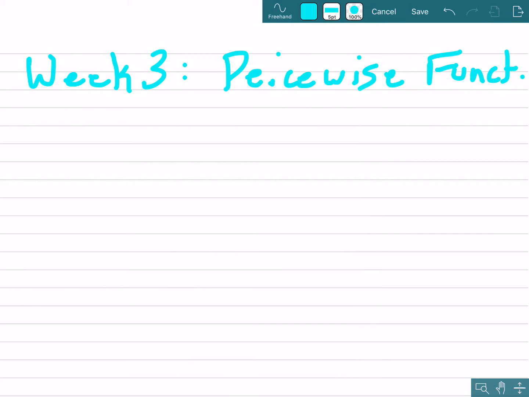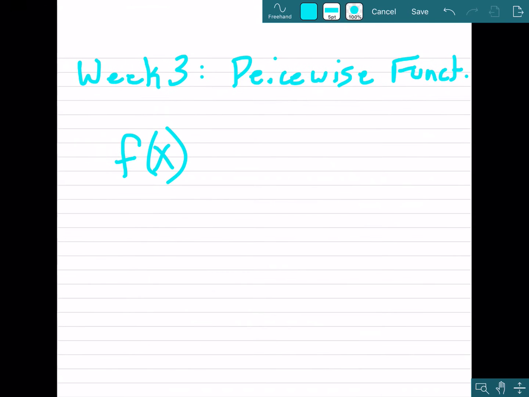So here, a piecewise function f of x is going to be a combination of other functions. So we're going to say it equals, and we're going to open a brace. Now these pieces are going to be other functions, and it could be anything. So I'm just going to use placeholders here.